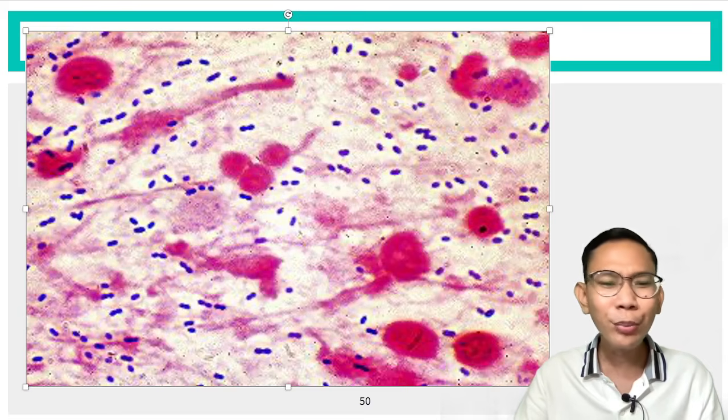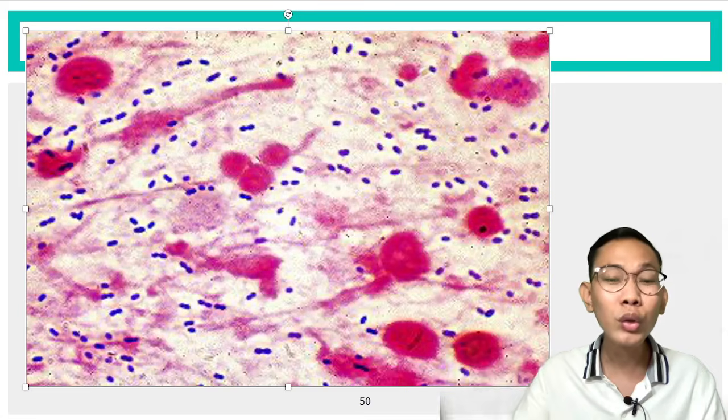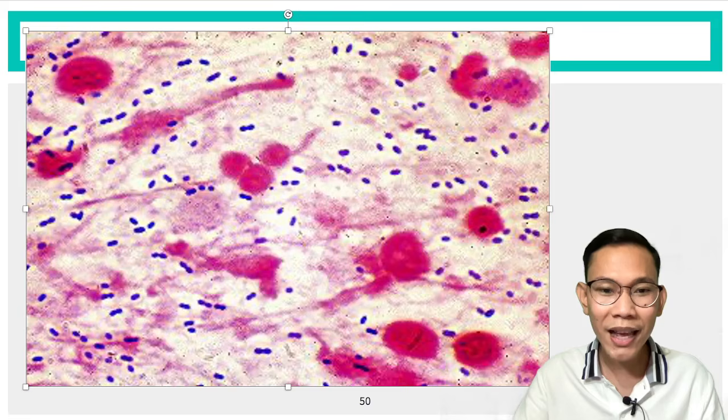You have your Streptococcus pneumoniae, your Moraxella, your Enterococcus, and your Neisseria gonorrhoeae. So, don't mind the examples. I want you to really first understand the different shapes and arrangements.